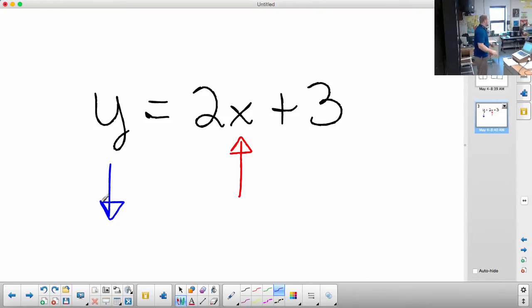Can I put anything in for X? I really can. Absolutely I can. I could put in 0. What would be my output? 3. Very good. At this point, you should know this, right? If I put a 0 in here, anything times 0 is 0. I add 3, I get 3. If I put a 1 in, what is my output? 5. If I put a 2 in, my output is? 7. 2 times 2 is 4 plus 3 is 7. If I put a 10 in, what do I get? 23. So you're familiar with the input-output idea here.